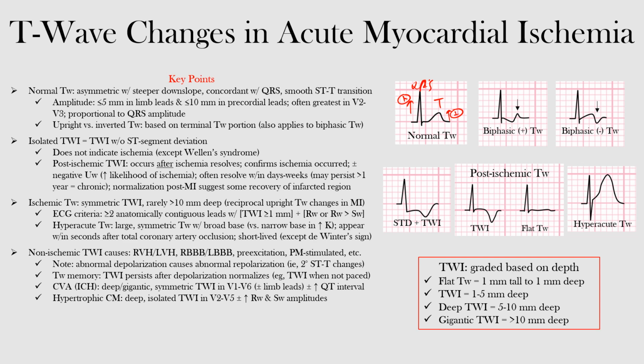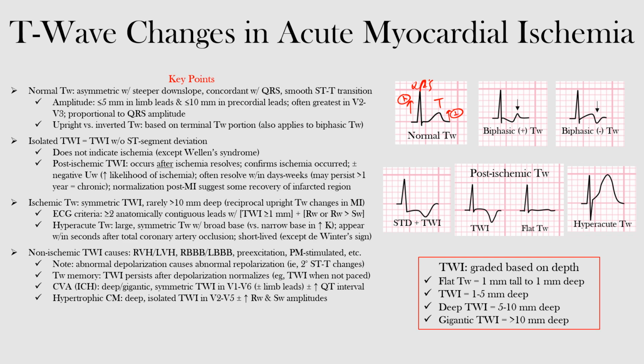The main vector of the QRS complex is in the same direction as the main vector of the T-wave. Now, as we've mentioned in previous lectures, the transition between the ST segment and the T-wave should be smooth. The amplitude should not exceed 5 millimeters in the limb leads and 10 millimeters in the precordial leads. T-wave amplitude tends to be greatest in leads V2 and V3. The T-wave amplitude is typically proportional to the QRS amplitude, and remember that normal T-waves are asymmetric, with the slope of the descending terminal portion being slightly steeper or more rapid than the initial ascending portion. Okay, so that's your basic recap on normal T-waves. Now to the fun stuff.